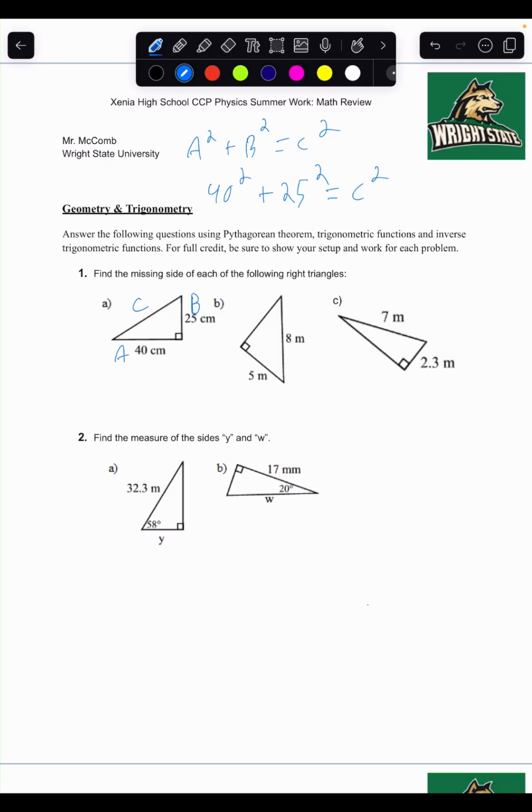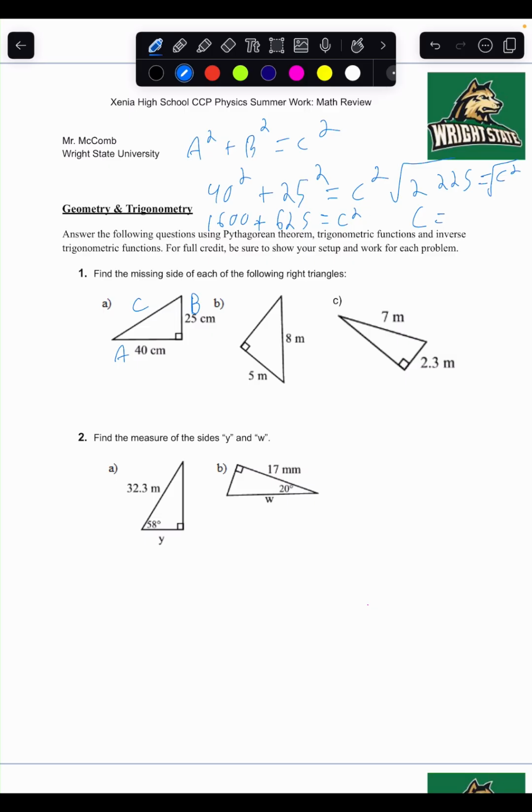Okay, and now it's just algebra, pretty easy. So a squared is going to be 40 squared, which is 1,600, plus 25 squared is like 625, I think. I'm going to double check on a calculator. 625 equals c squared. Okay, now solve this for c. 1,600 plus 625 is going to be 2,225 equals c squared. Solving for c, we're going to take the square root of both sides of this. c equals the square root of 2225, which is, of course, 47.16 according to my calculator.